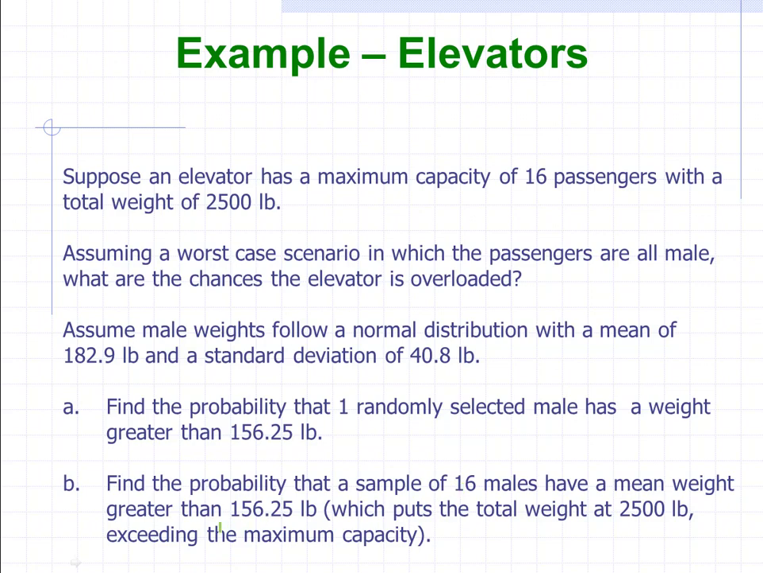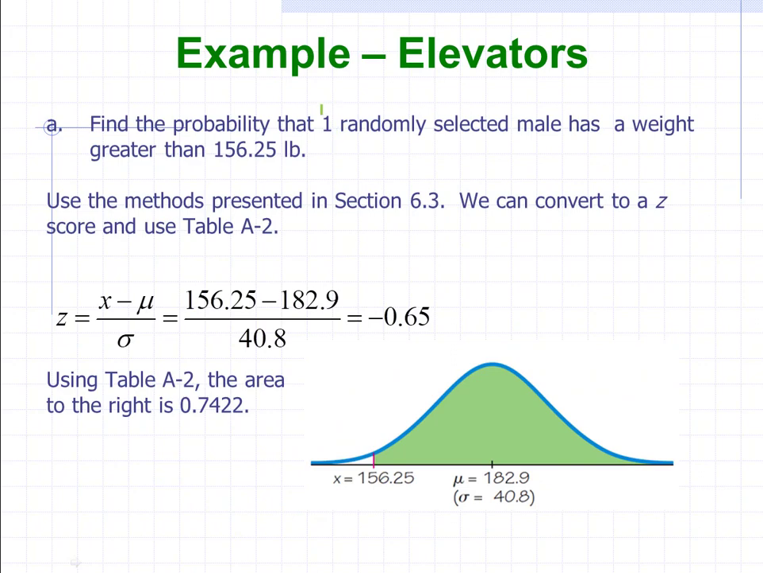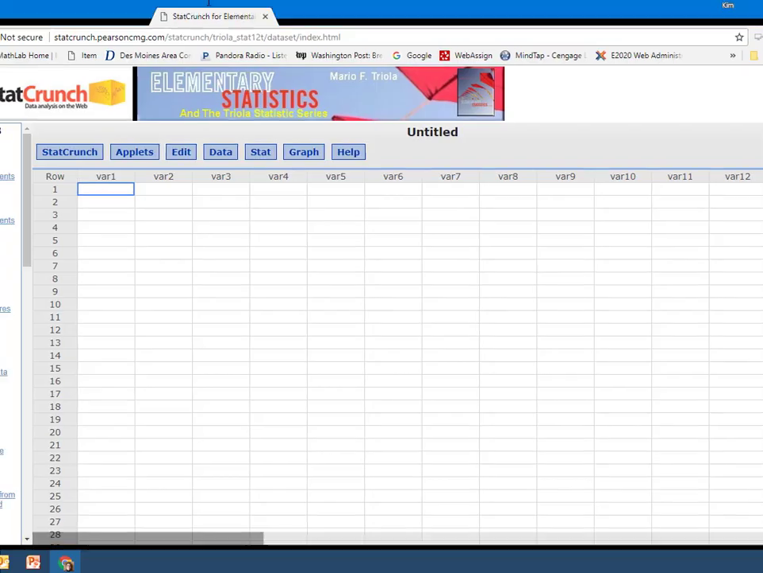What's the probability that the sample of 16 men will have the mean weight of greater than 156.25 pounds? So when we find the probability of one man, that's going to be very similar to what we did back in 6.2. We're going to find the z-score and standardize a score, and we get a negative 0.65.